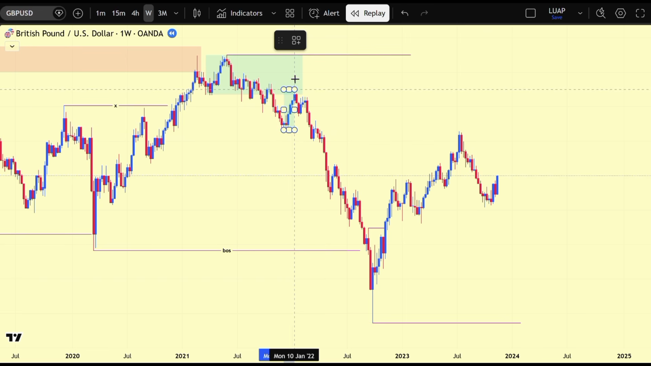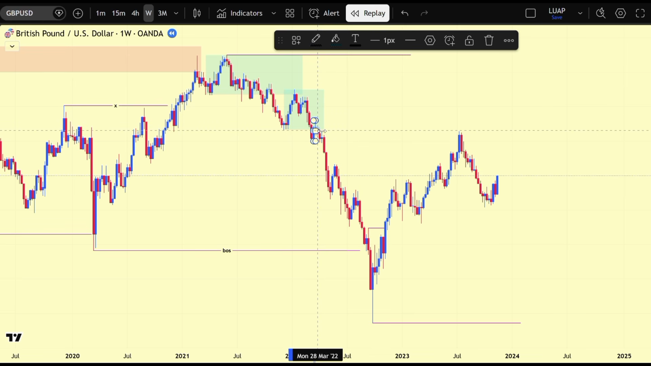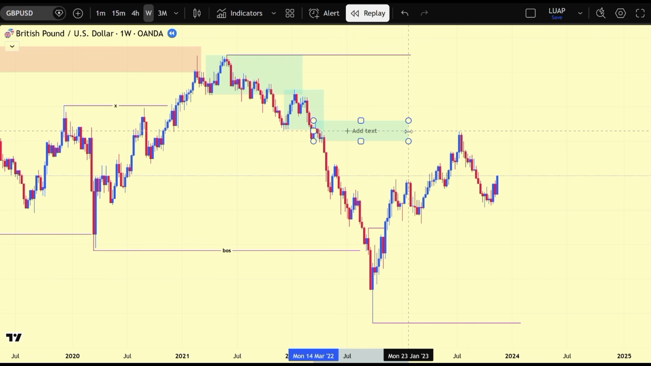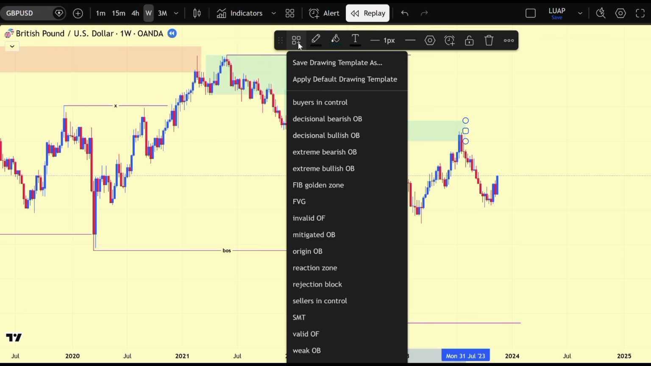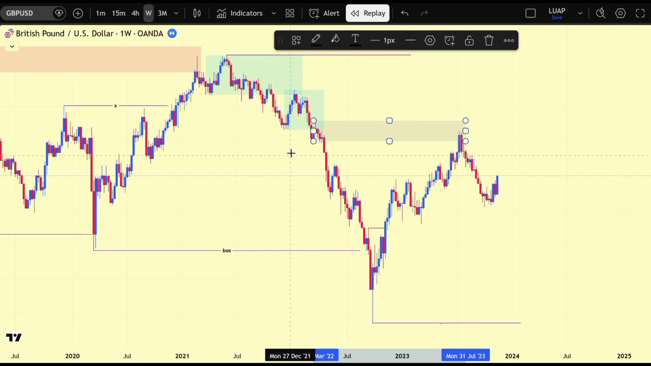And of course we can clearly see this other one here also mitigated, and the one that comes after that is this one here, and this is not mitigated, or it wasn't mitigated on that impulsive leg, meaning its mitigation was on this corrective leg. I mean, after price has taken out the inducement, the mitigation is by the corrective leg. So this is of course the extreme order flow, so it's a valid order flow in that case.